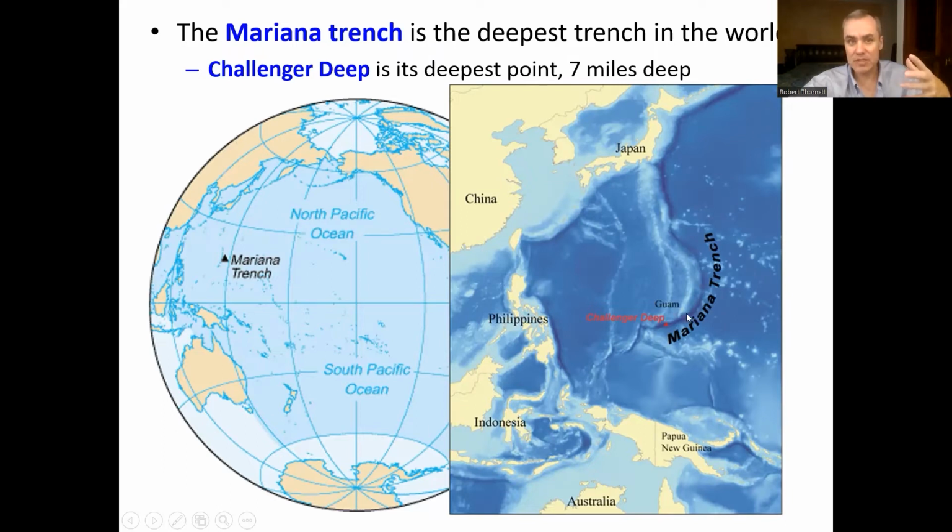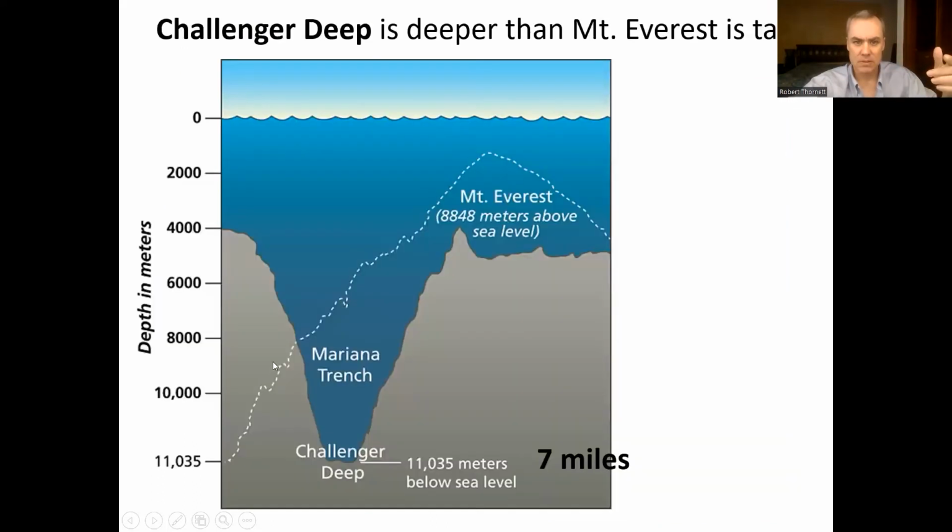And the very, very deepest place in the world that we know of is the Challenger Deep. That is a place, a specific spot within the Mariana Trench. You can see it on the map on the right. This is a bathymetric map showing the ocean floor. And towards the bottom, towards the south end of the Marianas Trench is the Challenger Deep. It's 7 miles deep. So Mount Everest's height can fit inside the Challenger Deep with water to spare on top.